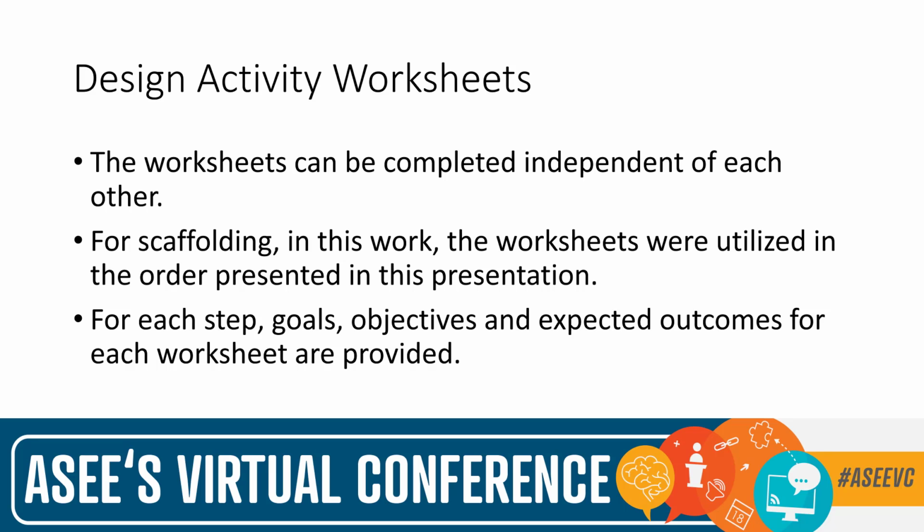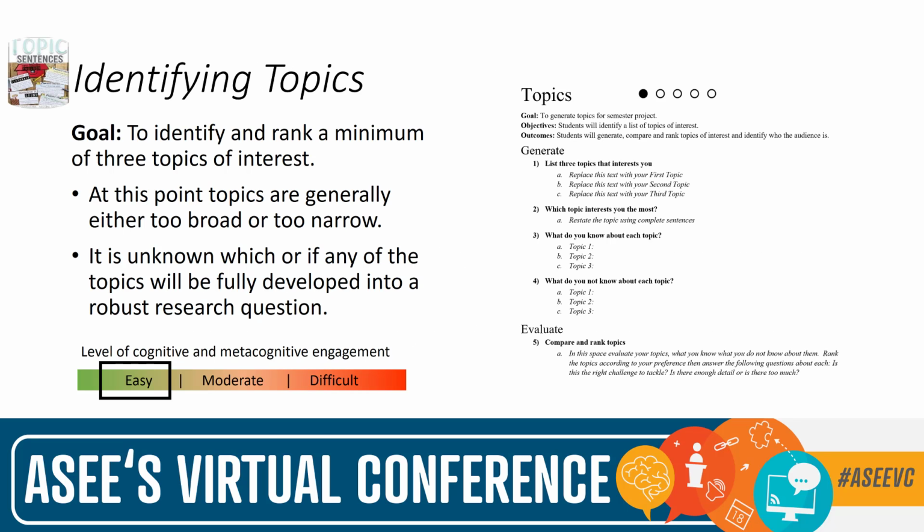For scaffolding in this work, the worksheets were utilized in the order presented in this presentation. For each step, the goals, objectives, and expected outcomes for each worksheet are provided. The goal of the first worksheet in the series, entitled Identifying Topics, is to identify and rank a minimum of 3 topics of interest. Students will choose one topic as the focal point for the remaining worksheets.